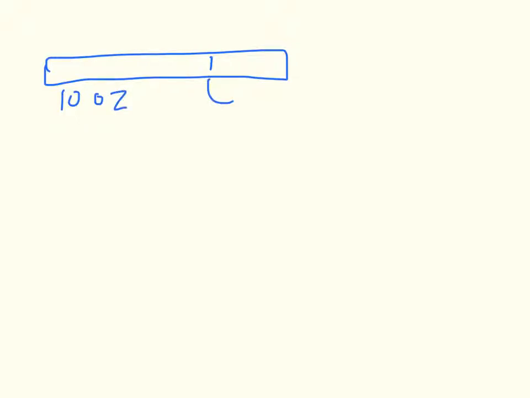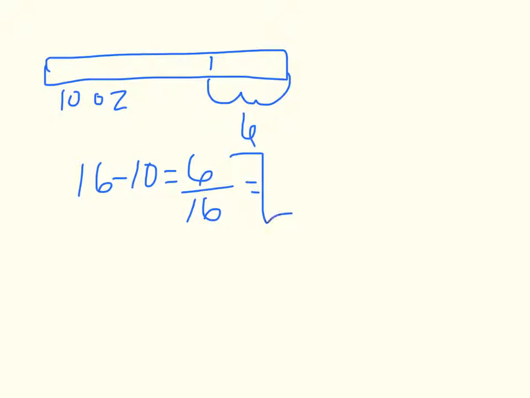You should have gotten that they ate 10 ounces. How much did they have left? They had 6 ounces left, because 16 minus 10 is equal to 6. And the question is, how much is that in a fraction? How much is left? Well, 6 over 16, and we can reduce that down by 2. We can do it this way. 3/8.